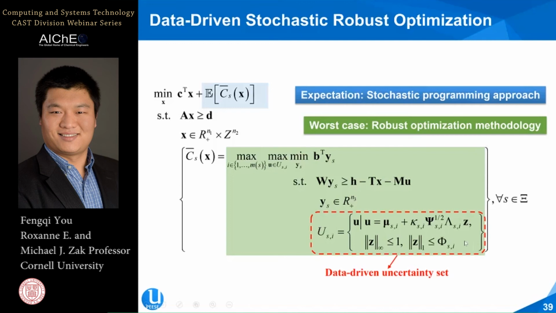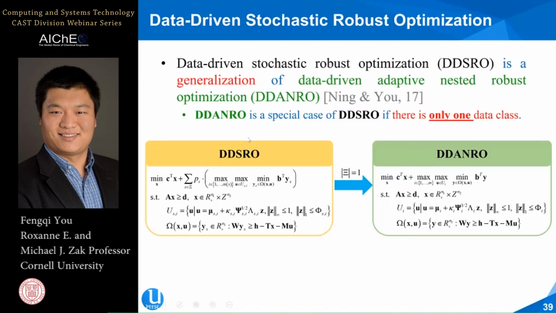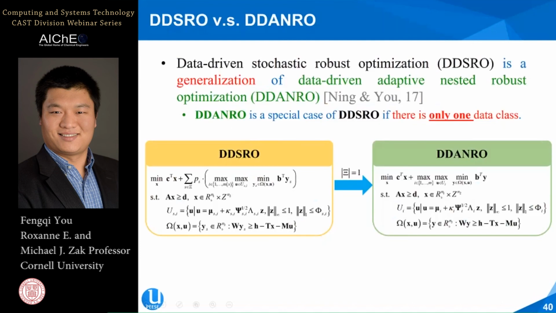Conceptually or theoretically, you can consider this data-driven stochastic robust optimization as a generalization of the previous approach we talked about. On the other hand, you can say the previous approach is a special case when there's only one data class in this particular data-driven stochastic robust optimization.